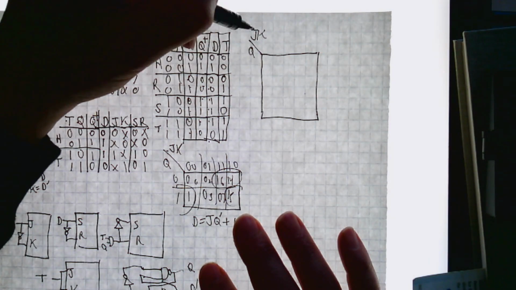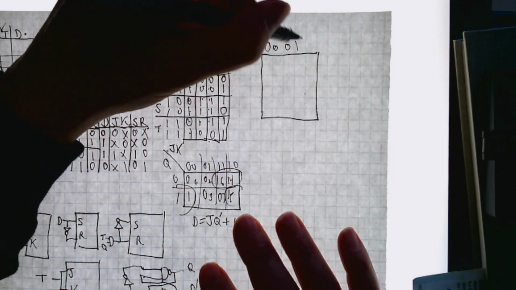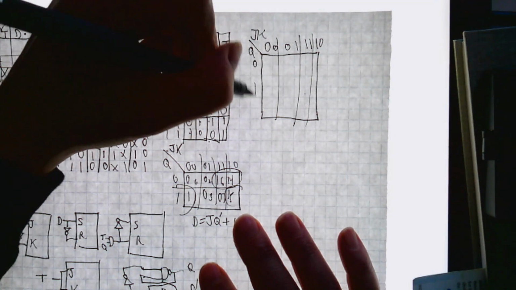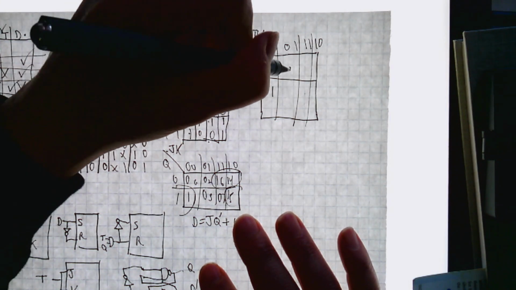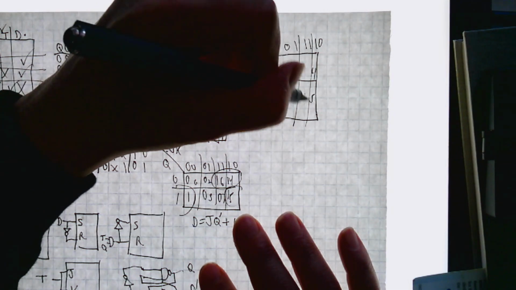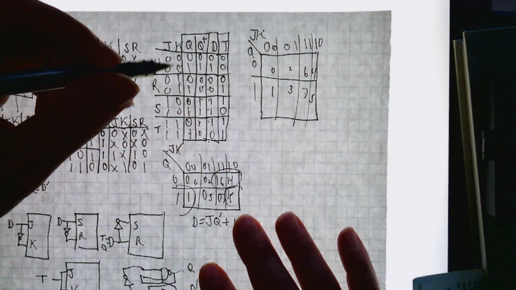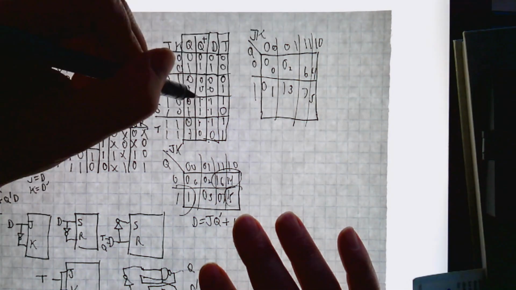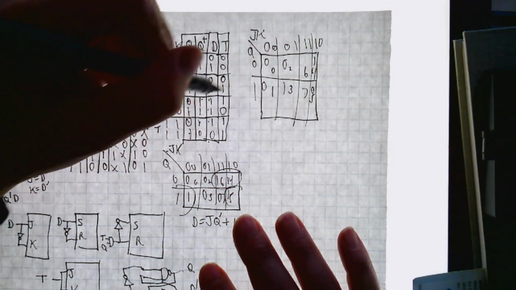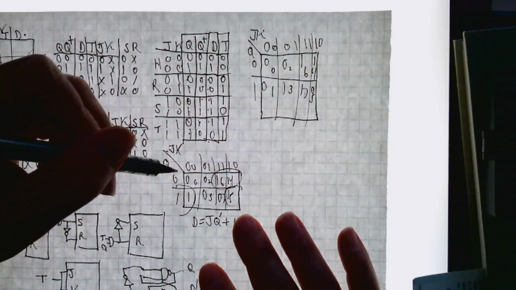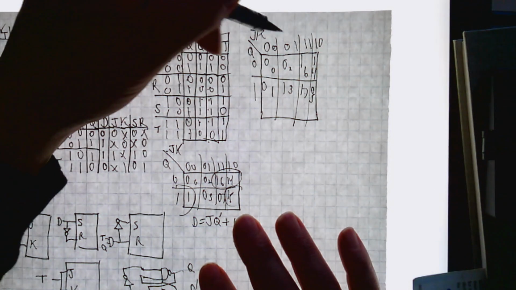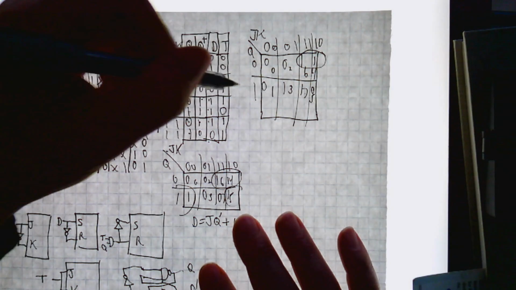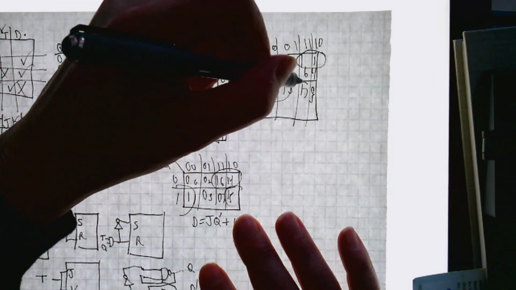JK Q. Sloppy K-map. That's it. That's all I want to do. So I got 0, 0, 0, 1, 1, 0, 1, 1. So I could loop over in here. I guess I could loop in over here. Probably got to loop over in here as well.